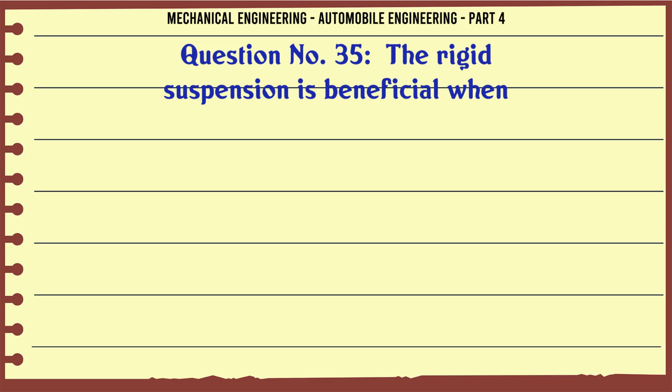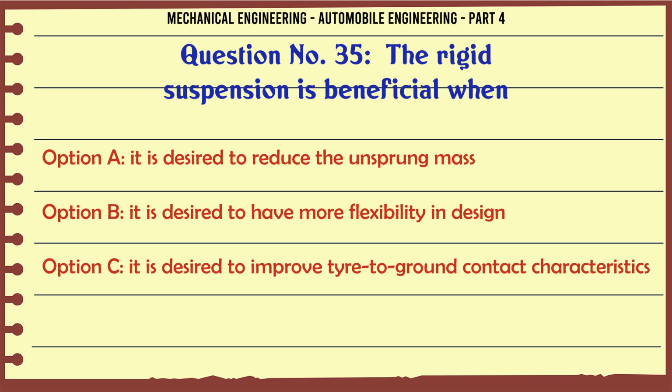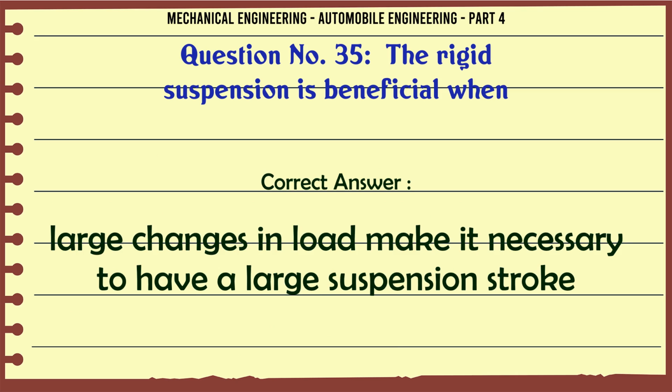The rigid suspension is beneficial when: A. It is desired to reduce the unsprung mass, B. It is desired to have more flexibility in design, C. It is desired to improve tire-to-ground contact characteristics, D. Large changes in load make it necessary to have a large suspension stroke. The correct answer is large changes in load make it necessary to have a large suspension stroke.